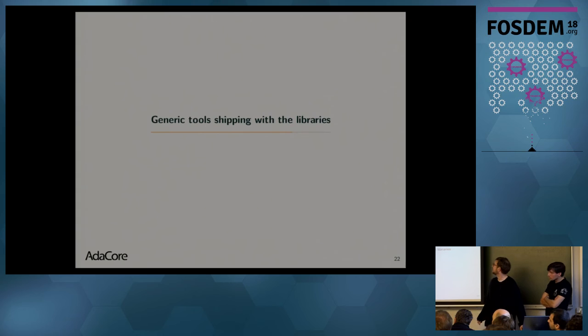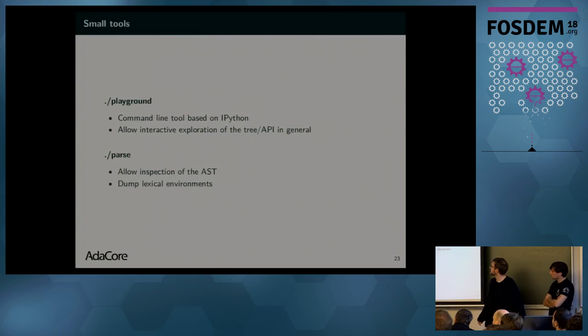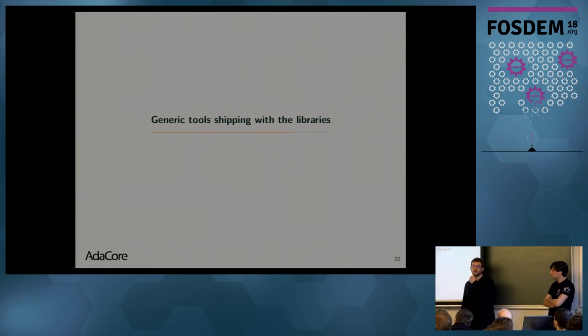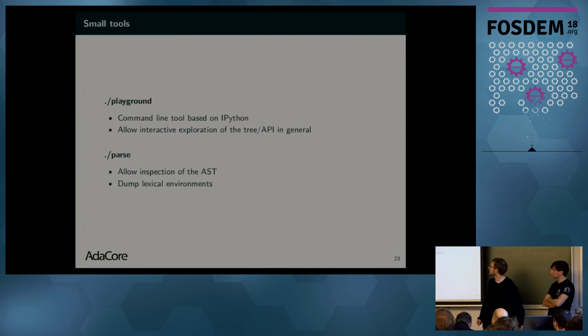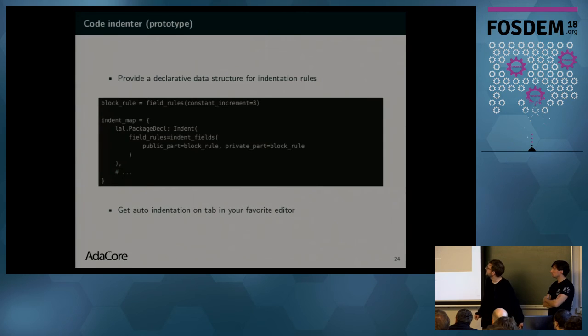Very little, actually. So we ship a number of tools along with the libraries, and the hope from the Langkit project is that the more we go along, the more generic tools we have that you can use. So once you have a language specification, you have generic tools working on it. So we have simple command line tools that you can use. Playground is an interactive shell based on IPython. Parse is just an AST dumper. But we have more interesting stuff, like a prototype for a generic code indenter, for example.